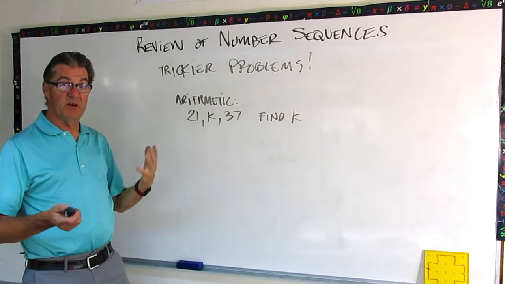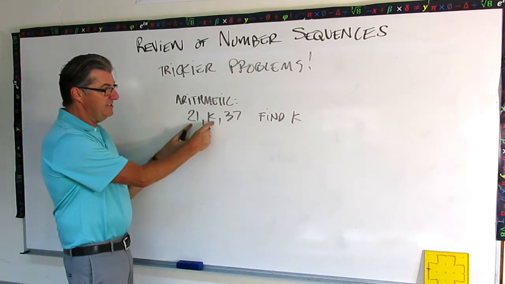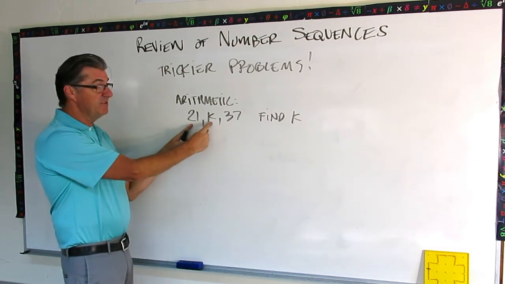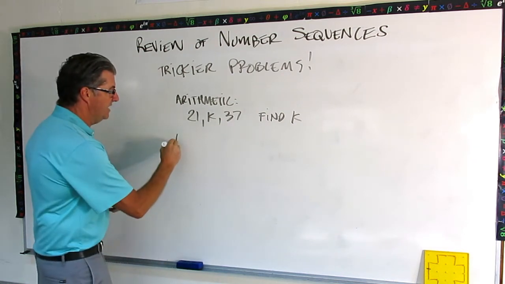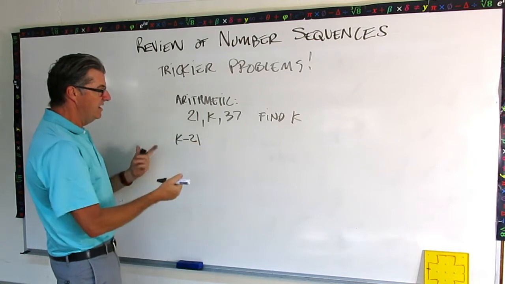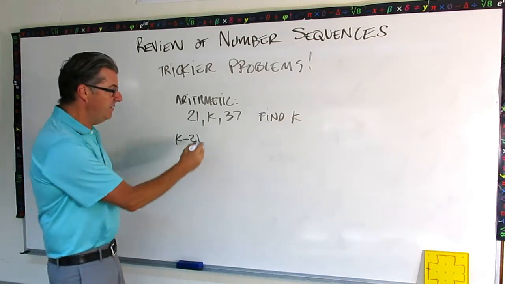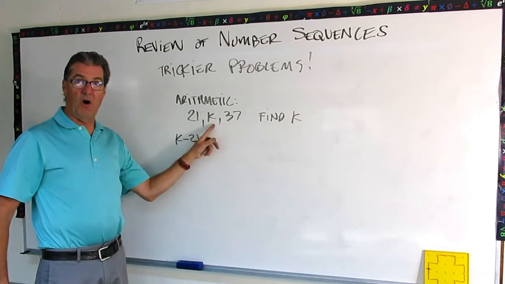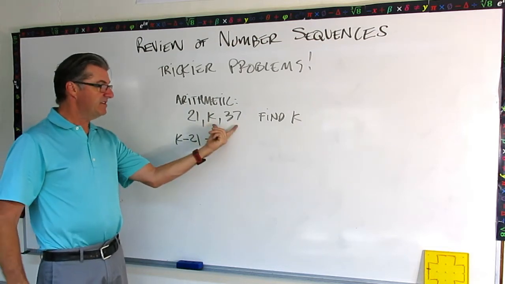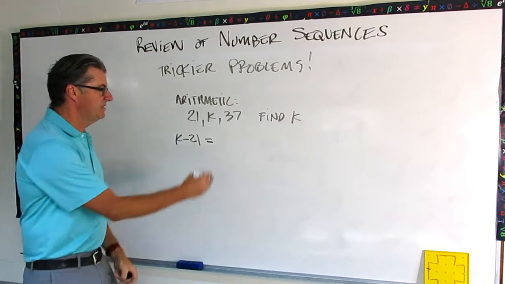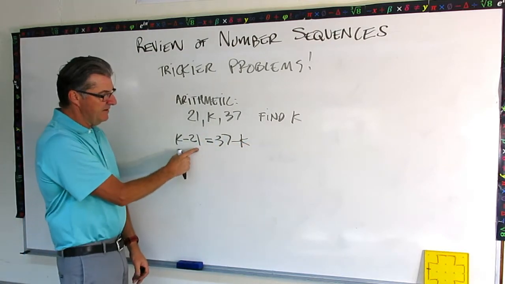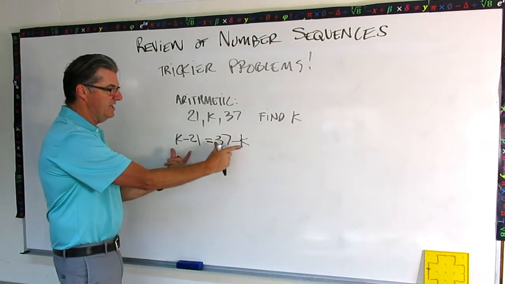And the secret here is to know that to get this term, we had to add the common difference to 21. So the common difference itself is going to be k minus 21. That's the common difference. Now the beautiful part with this is that 37 minus k is also the common difference. Since that's the common difference, it equals this. So we go 37 minus k. So that's the common difference, that's the common difference, they equal each other.